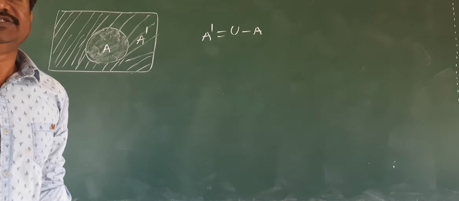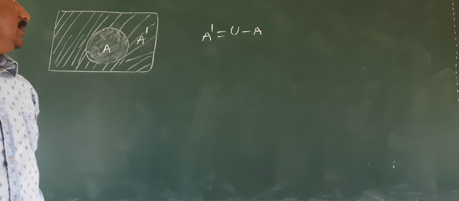Clearly, A and A dash are disjoint sets. What are A and A dash? Disjoint sets. So remember the following.